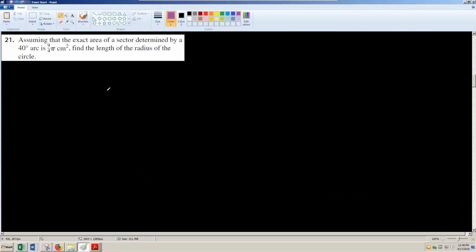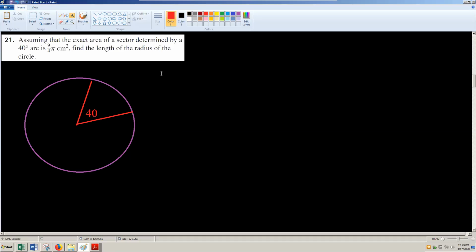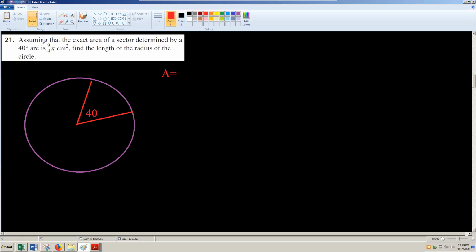All right, 21. So we're assuming the exact area of a sector is determined by a 40-degree arc. Let's draw a picture because pictures are nice. So I'm saying here we have, oops, not 540, just 40. And we're calling that area this thing. I'll include the centimeters squared because why not?